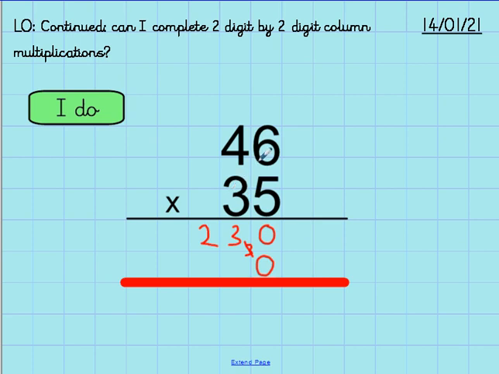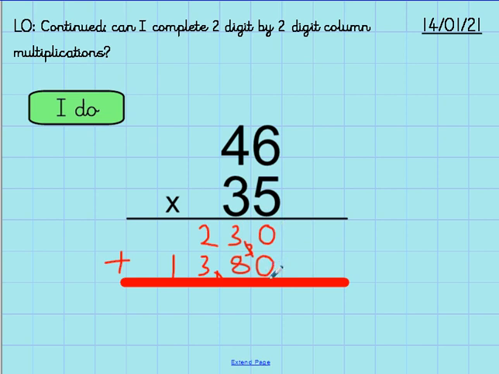So 3 times 6 is 18. So that 8 goes in here, and we carry the 1 across. Now 3 times 4 is 12. Add the 1 is 13. And cross out the 1. Now we need to add them together to get our final answer. So we complete a column addition down here. Now you must remember to go back to doing a column addition.